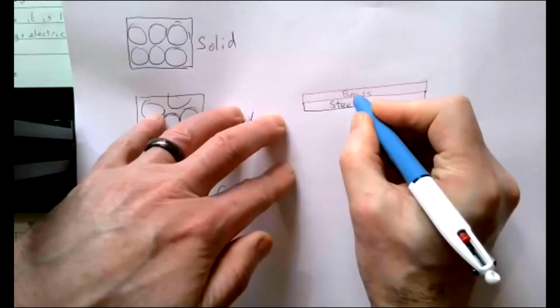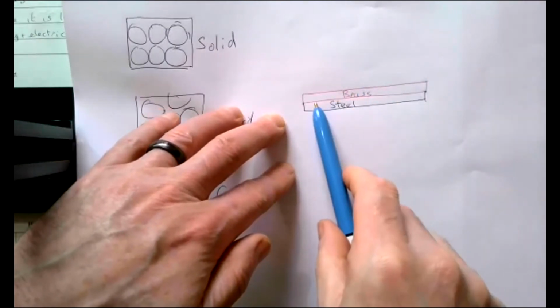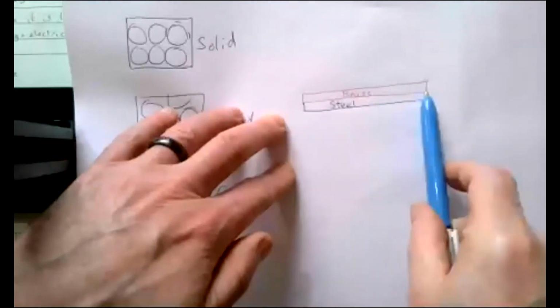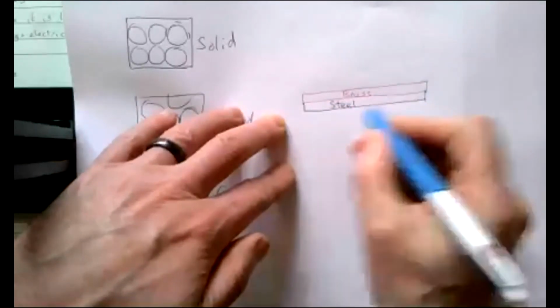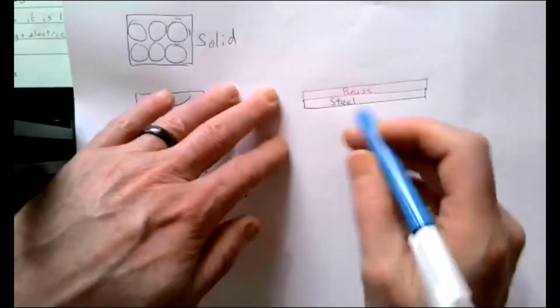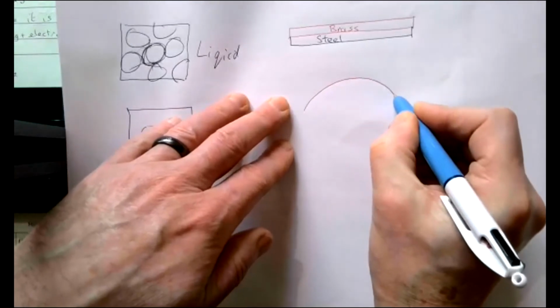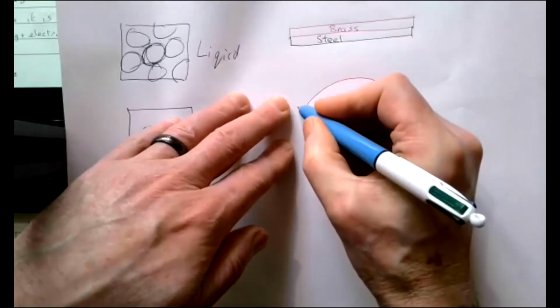What happens here is the brass will expand at a greater rate than the steel. But they are stuck together. So if the brass gets longer than the steel, that can happen, but the only way the brass can get longer than the steel is if it curves. I'll exaggerate the curve here.